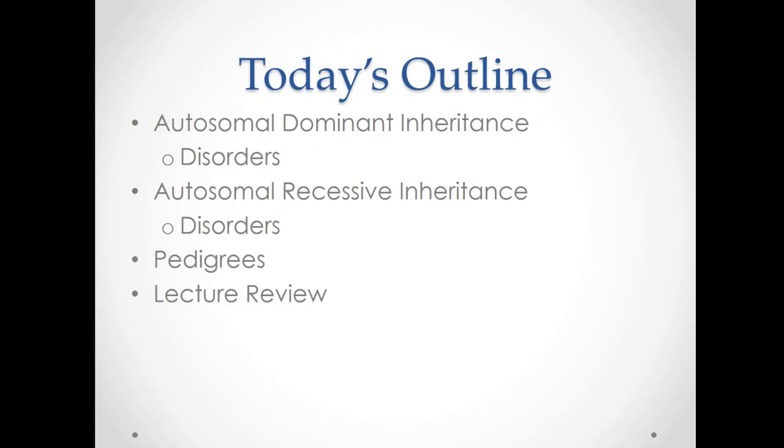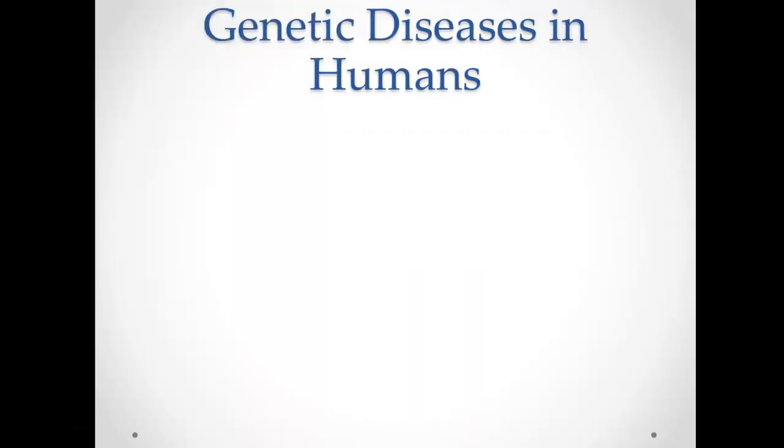And again, we're going to spend most of our time specifically looking at genetic disorders and conditions relating to those two patterns of inheritance. And then we'll also look at how we can track these particular disorders through generations through the use of something called a pedigree.